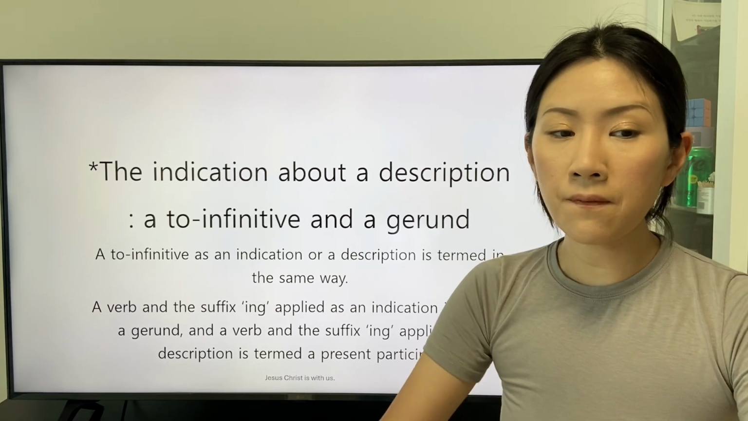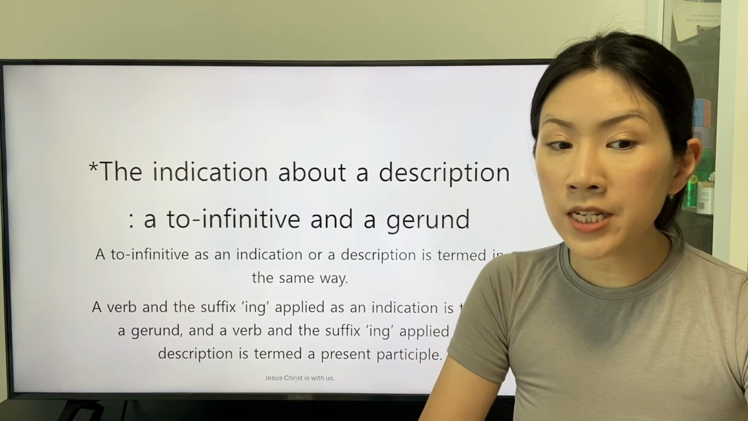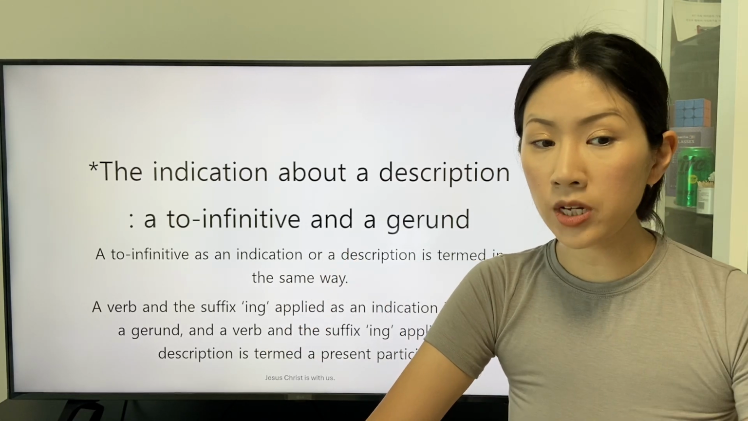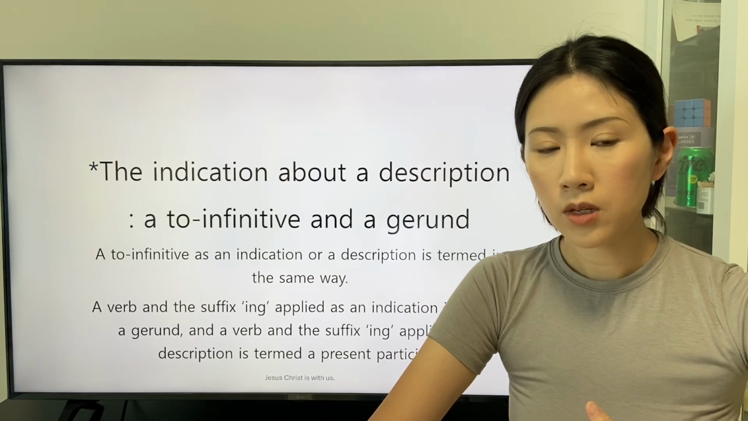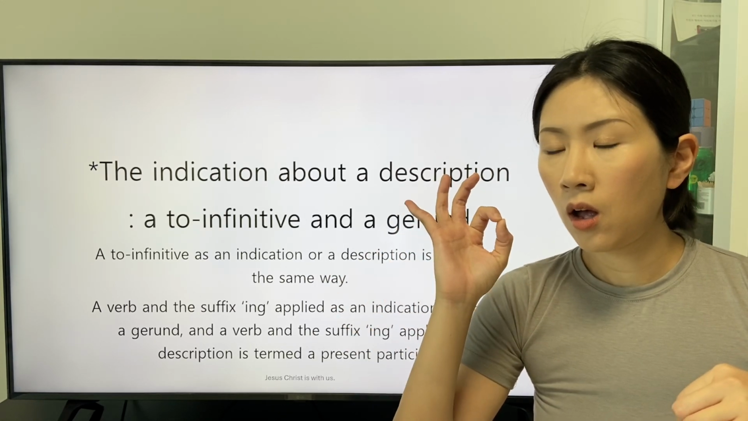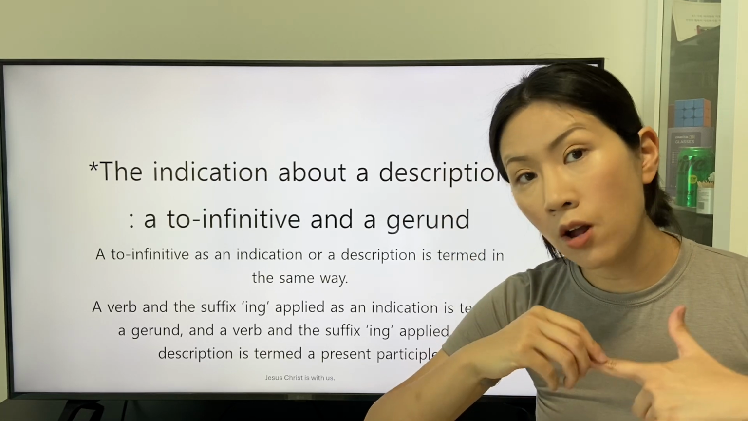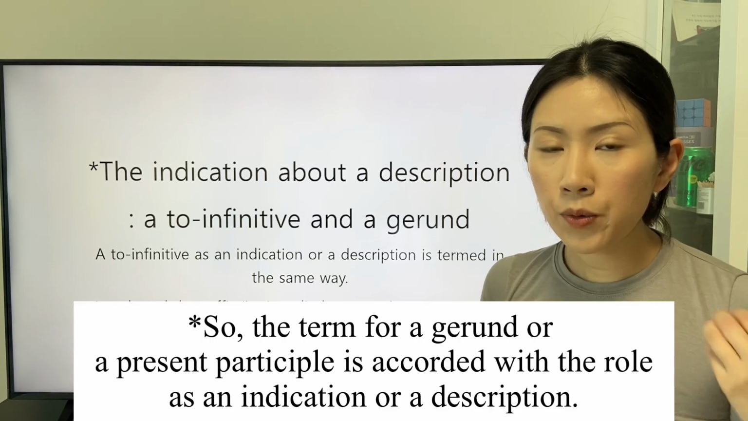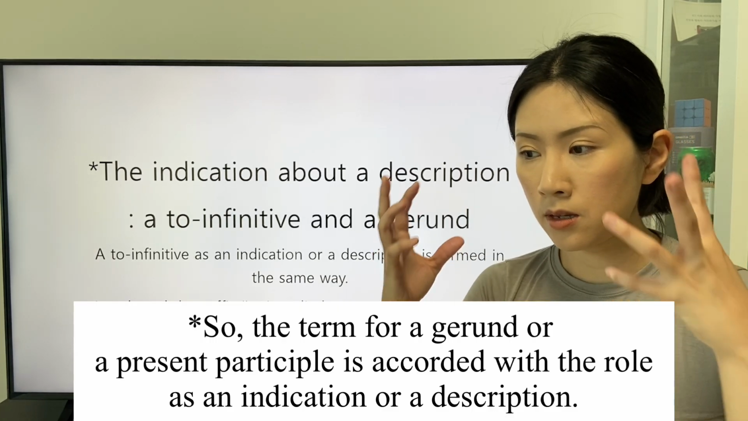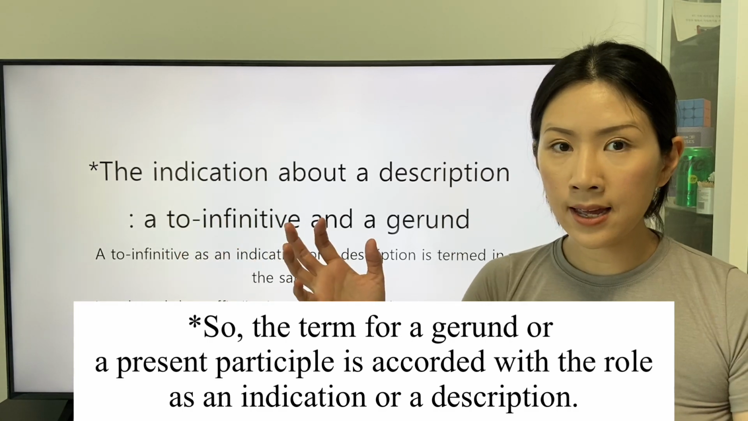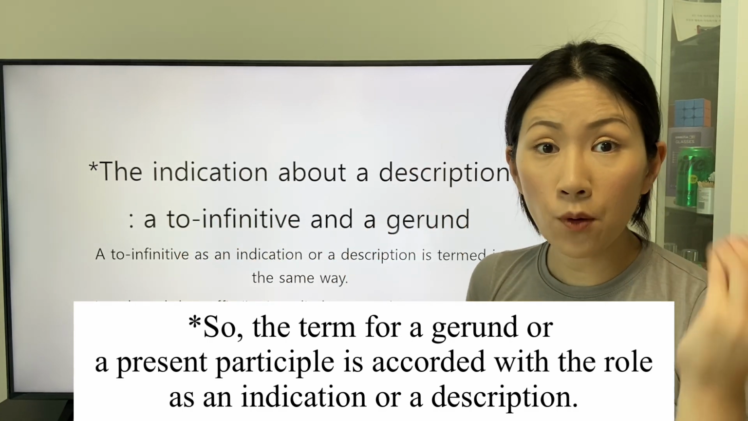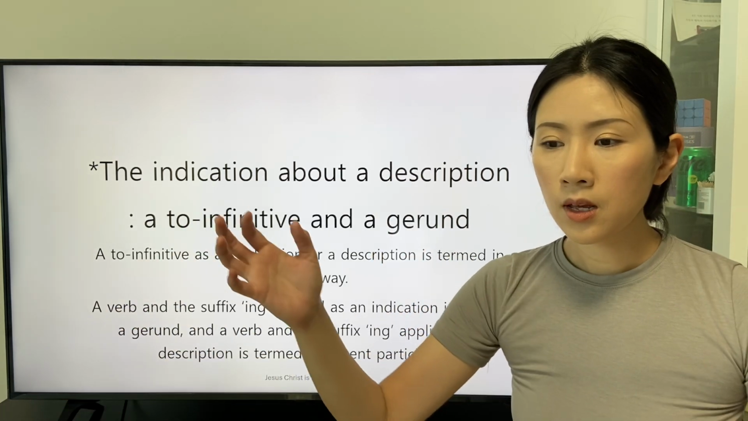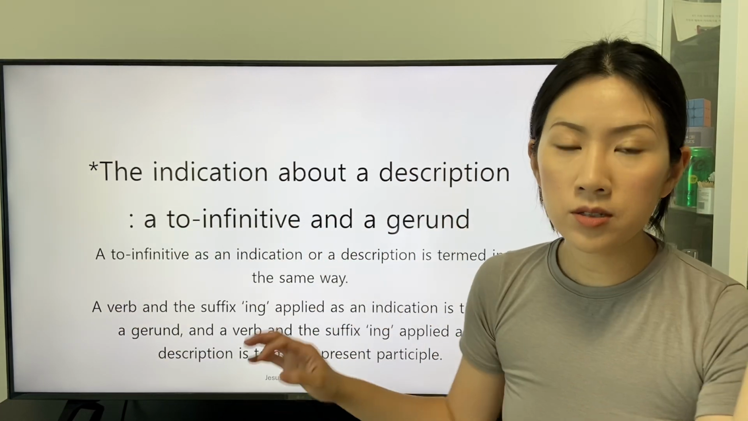A verb and the suffix ing applied as an indication is termed a gerund, and a verb and the suffix ing applied as a description, specifically as an adjective or an adverb, is termed a present participle. So the term for a gerund or a present participle is quoted with a role as an indication or a description. You can understand that the gerund and present participle have the same form.